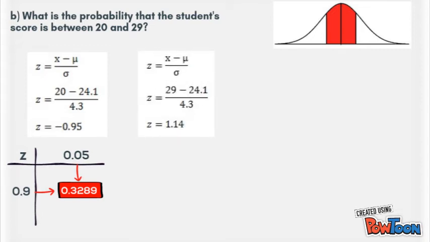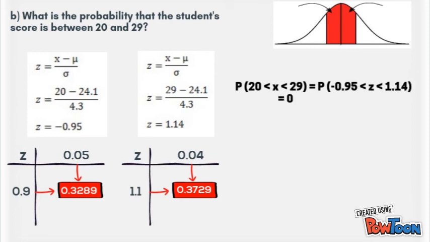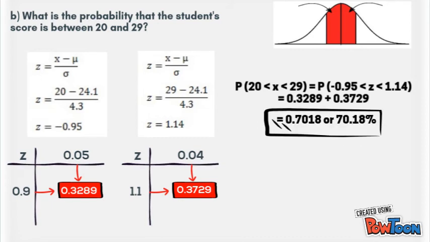Z equals 29 minus 24.1 divided by 4.3, which is 1.14, and we look it up in the table to get the probability, which is 0.3729. Since the z-scores are on both sides of the mean, we are going to add their probabilities. Therefore, the probability that x is between 20 and 29, or that z is greater than negative 0.95 but less than 1.14, is 0.7018 or 70.18%.